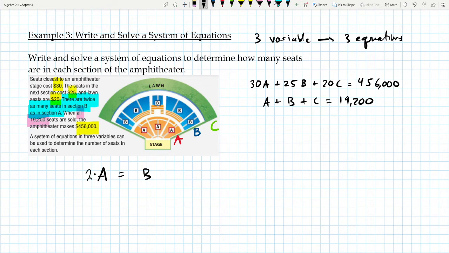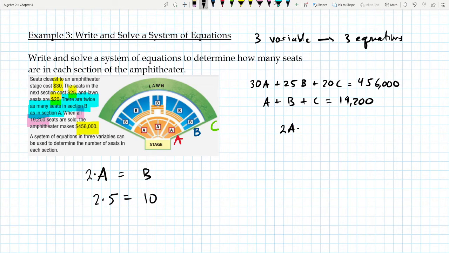And if that doesn't make sense, let's take any number. How about 10? Let's say there's 10 seats in the B section. Well, if that's twice as many as A, you would have to multiply 2 times 5 to get 10. So there you can see why I multiply the A by 2, even though they described B as being twice as many, because you're counting the twice of the other section. So there's my last equation.